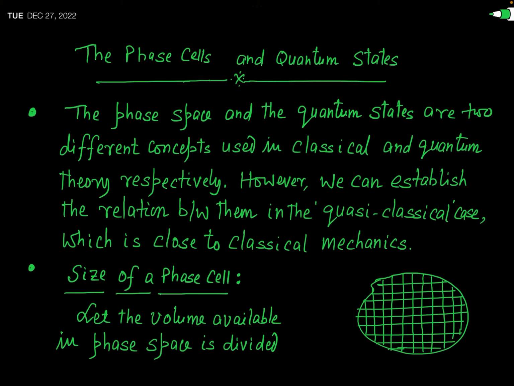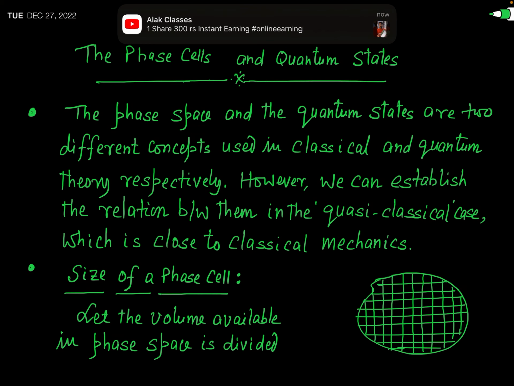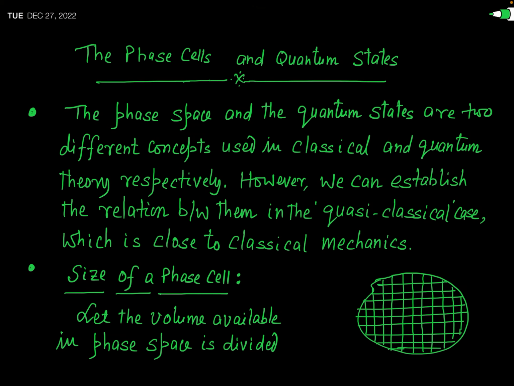Although you know that phase space is actually a purely classical concept, when you say quantum states, that is purely a quantum mechanical concept. But you will see that in a semi-classical treatment, the idea of division of phase space into elementary cells, which is called phase cells, are just equivalent to quantum states.